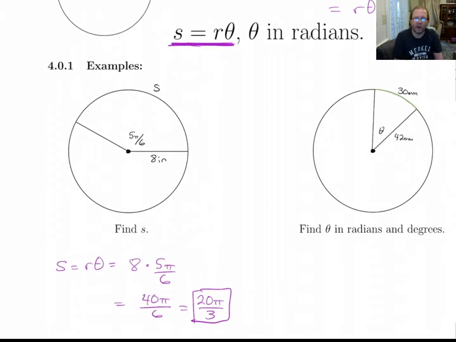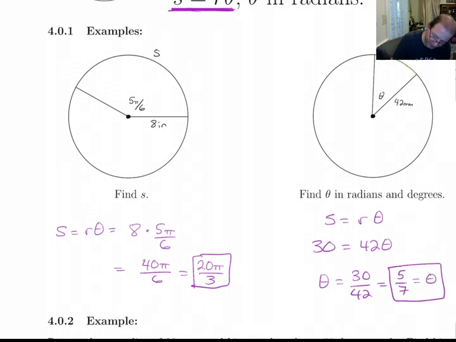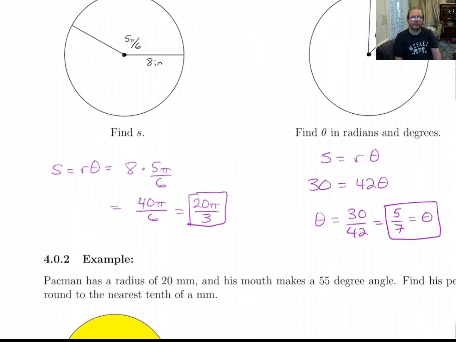Okay, now this other problem, we're going to use the same formula, but we're trying to find theta in this case. S equals r theta. S in this case is 30 millimeters. R is 42 millimeters. So theta is 30 over 42. And let's see, we can divide both of those by 6 and we get 5 over 7. So my angle here, theta, is 5 over 7. Now that's 5 over 7 radians.